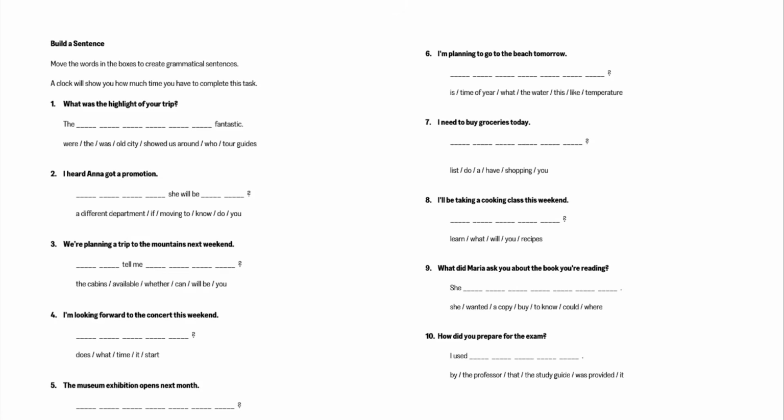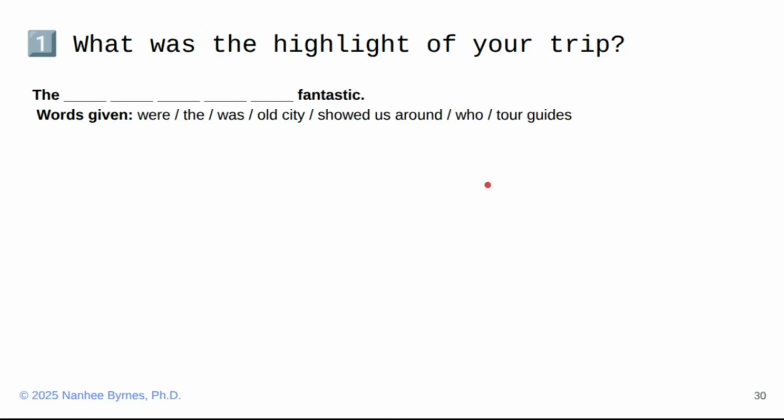Now that we've reviewed sentence moods, verb structures, and inversion, we're ready to tackle the actual 2026 TOEFL Build a Sentence questions and see how all these grammar ideas come alive in real examples. Let's start with the first one. What was the highlight of your trip? Words given were: the, was, old city, showed us around, who, tour guides.